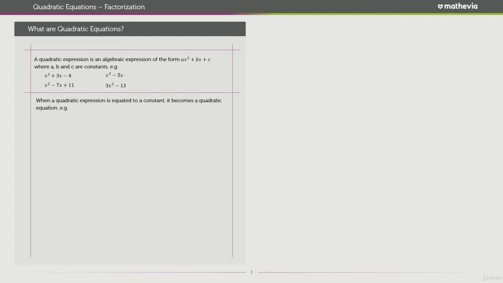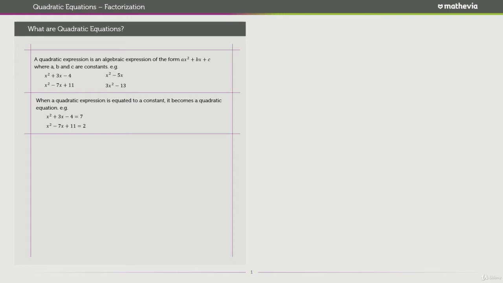When a quadratic expression is equated to a constant, it becomes a quadratic equation. So if I equate x squared plus 3x minus 4 to 7, it becomes a quadratic equation. If I did the same for x squared minus 7x plus 11 and equated it to 2, it becomes a quadratic equation.